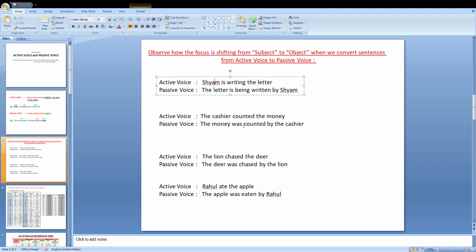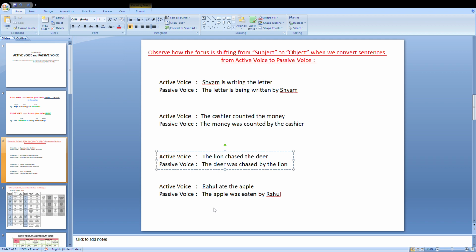Let's look at the second example. The cashier counted the money. The cashier is the subject, money is the object. When it's converted into its passive voice, it becomes the money was counted by the cashier. The lion chased the deer. The deer was chased by the lion. Rahul ate the apple. The apple was eaten by Rahul.